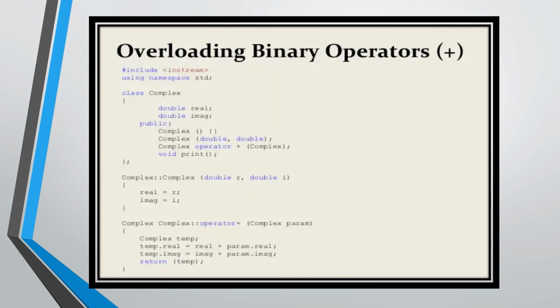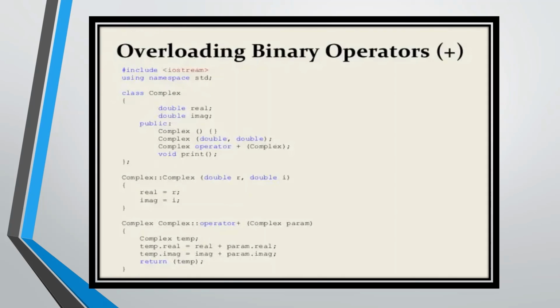So here real is the real part of the first object, the complex number, plus param dot real, that is the real part of the second complex number. The second complex number we are going to access by using the object dot real. Same way we are going to perform temp dot imaginary is equal to imaginary plus param dot imaginary. So the imaginary part of the first complex number plus the imaginary part of the second complex number is going to be stored in temp dot imaginary.